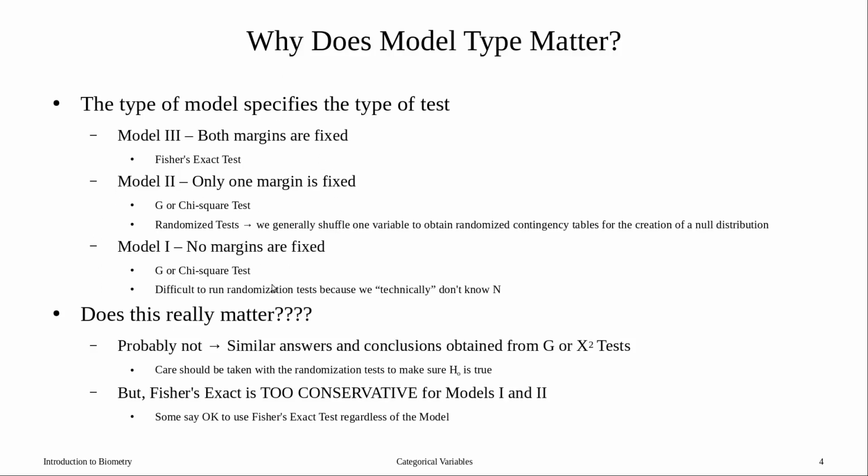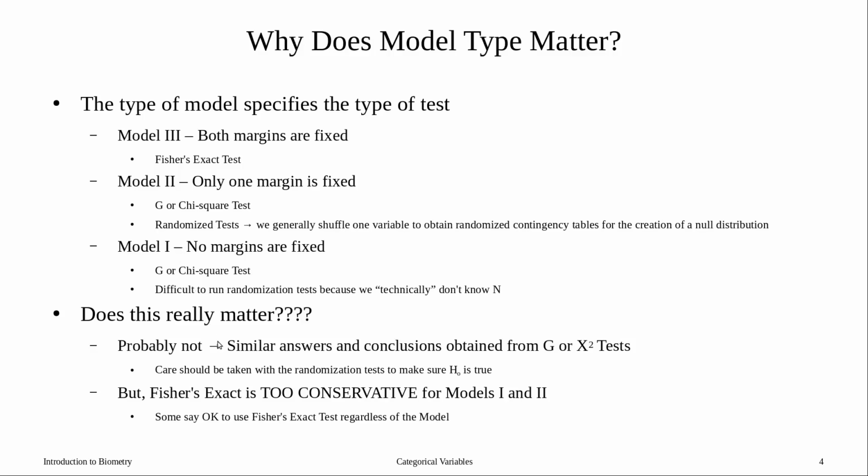Now, does this even matter? No, probably not. I think the only case where it matters is with our Fisher's exact test. Because a Fisher's exact test, since it is a Model 3, tends to be a little bit too conservative compared to a Model 1 or a Model 2. So if we did a Fisher's exact test and saw, let's say, a p-value of 0.08, well, is that really because they're not associated, or is it because Fisher's exact is too conservative and both the G or chi-square would find a significant difference?